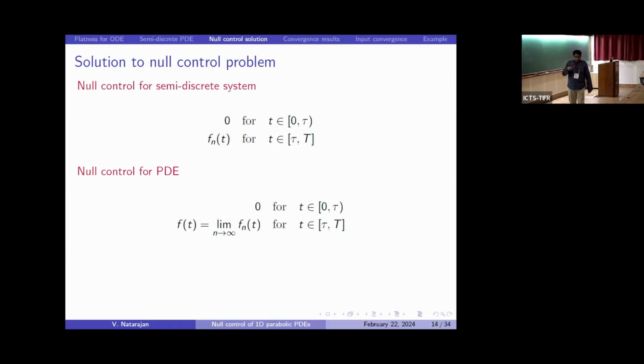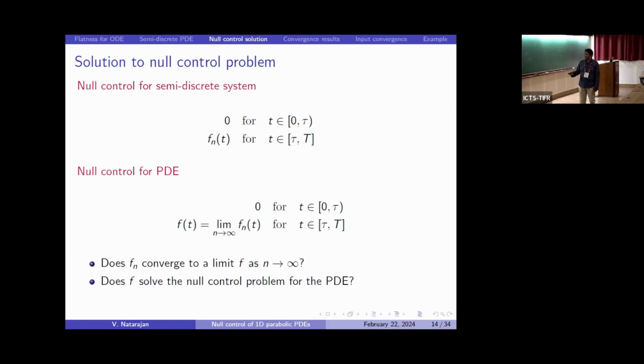Now, what one would naturally expect for the PDE is that suppose I take a limit of this, do I get a control signal which will solve the null control problem for the PDEs? If you take the input to the PDE to be 0 on the interval 0 to tau, and then take the limits of the Fn's as n goes to infinity, does it converge to an F? And if it converges to an F, does that solve the null control problem? So these are two questions one has to answer. Does Fn converge to F? And does F solve the null control problem? We'll address these two questions now.